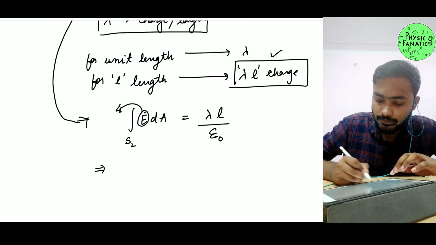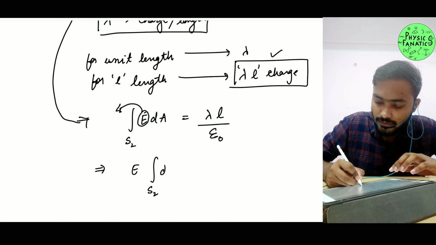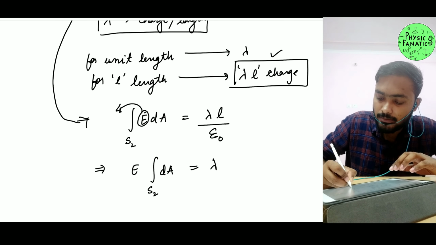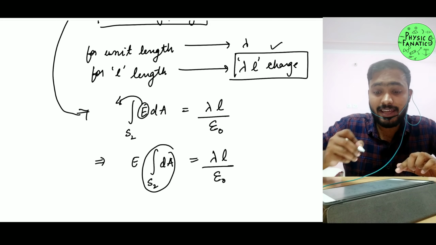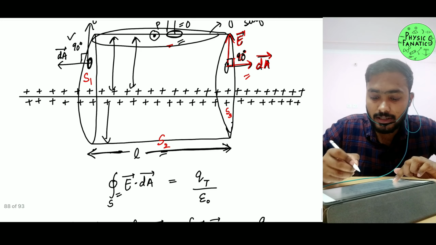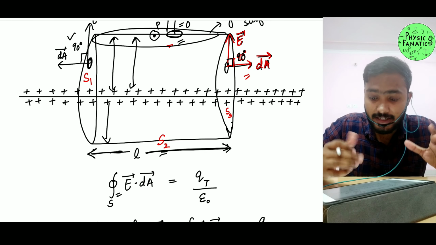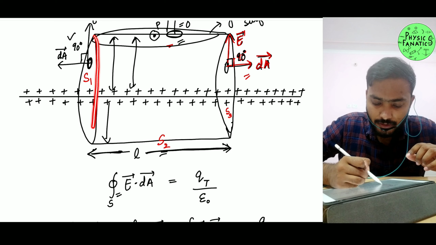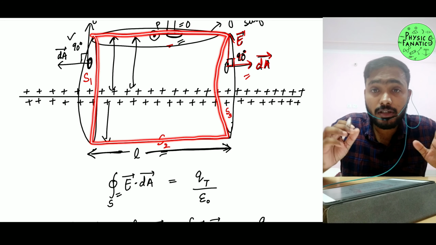So I can write here, integral of E over your S2 surface dA is equal to lambda times L over epsilon naught, right? Your S2 is the curved part. It's actually the curved part of your cylinder. Yes or no? This S2 is the curved surface area of a cylinder.